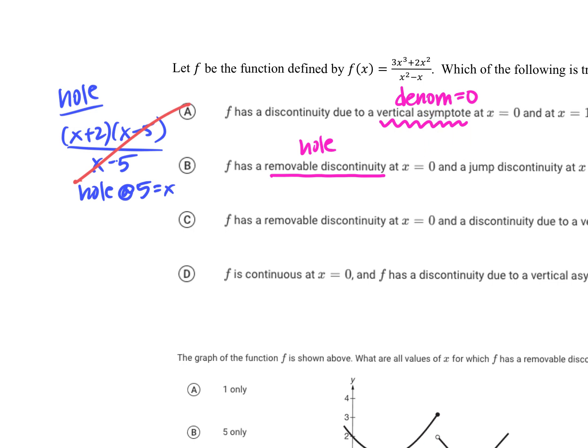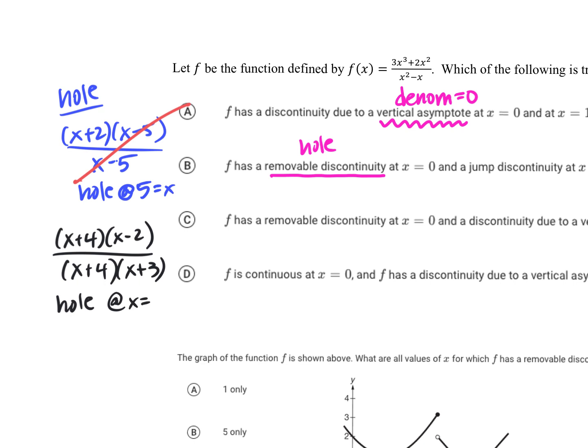Okay, back up. Ready? What if I gave you this? X plus 4, x minus 2 over x plus 4, x plus 3. Where is the hole? There's a hole at -4. Removable discontinuity at -4. Where is there a vertical asymptote? Where does the denominator equal 0? -3. You guys down with that?